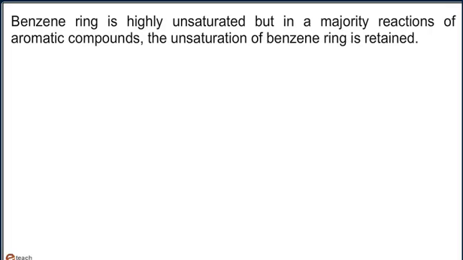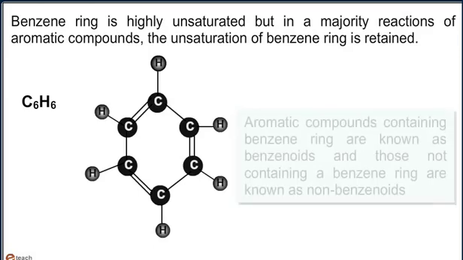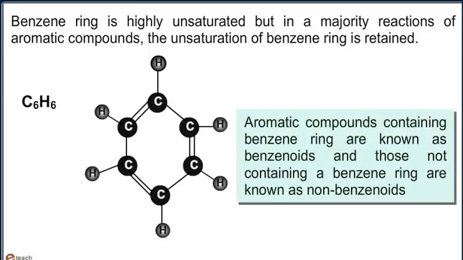The benzene ring is highly unsaturated, but in a majority of reactions of aromatic compounds, the unsaturation of the benzene ring is retained. Aromatic compounds containing a benzene ring are known as benzenoids, and those not containing a benzene ring are known as non-benzenoids.